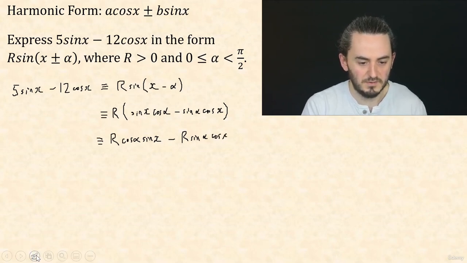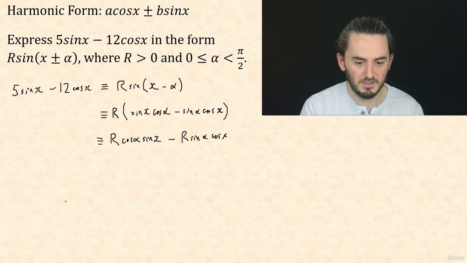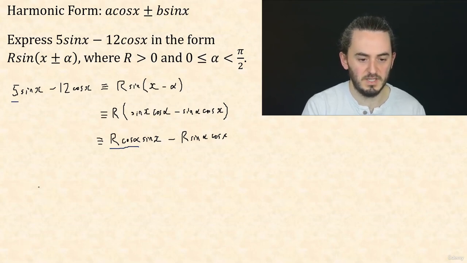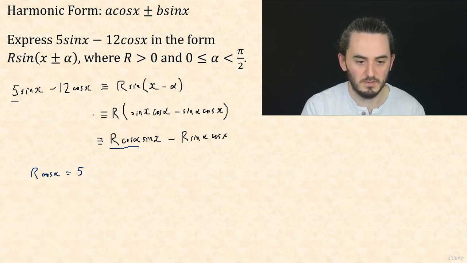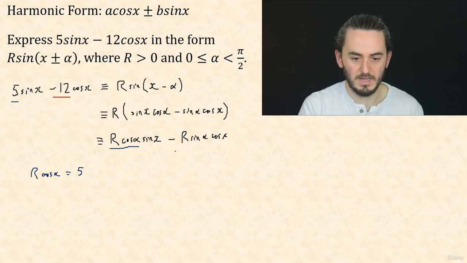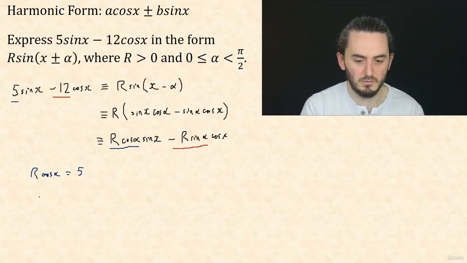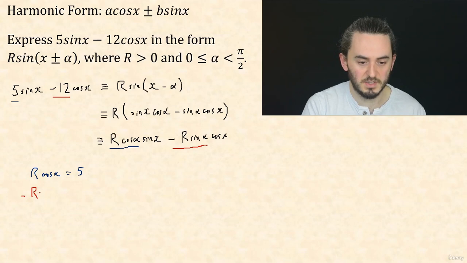And I always get the coloured pens out here because I think it's a useful thing to colour code this. How many sine x's have I got on each side? Well, I've got r cos alpha of them here, and I've got 5 of them here, which means r cos alpha equals 5. And then how many cos x's have I got on each side? Well, I've got minus 12 here, and I've got minus r sine alpha here. So careful with the negatives. That means that minus r sine alpha is equal to minus 12. Well, that obviously means that r sine alpha equals 12.